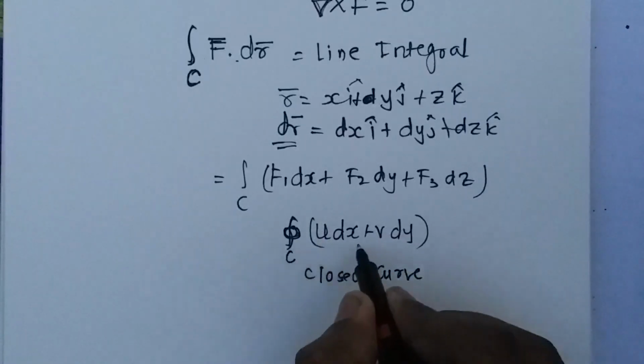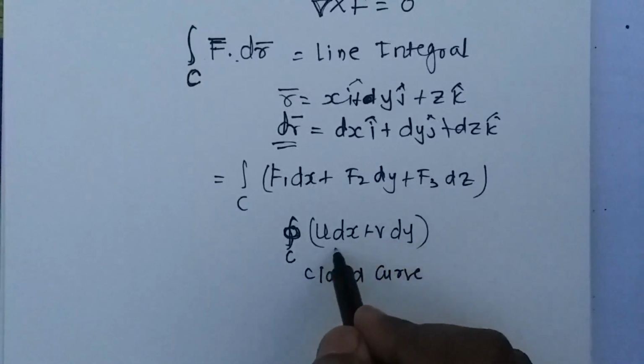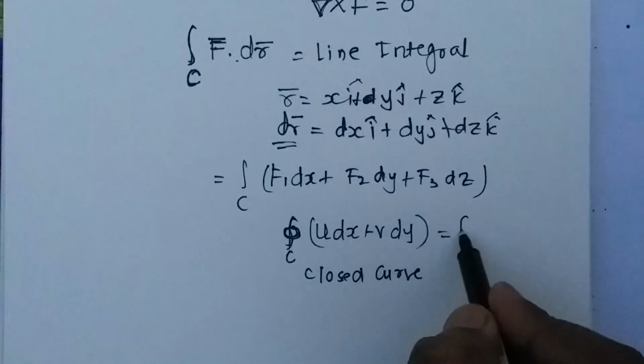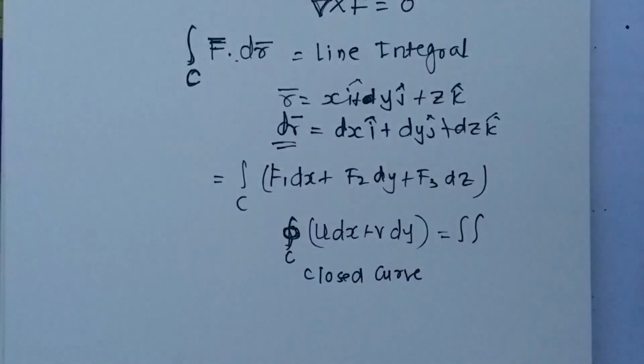For such curves, if your integrand is of the type u dx plus v dy, means if this F bar dot dr bar is equal to u dx plus v dy, there is no z. For evaluating such integrals, we have Green's theorem. Using Green's theorem, we can evaluate them very easily.